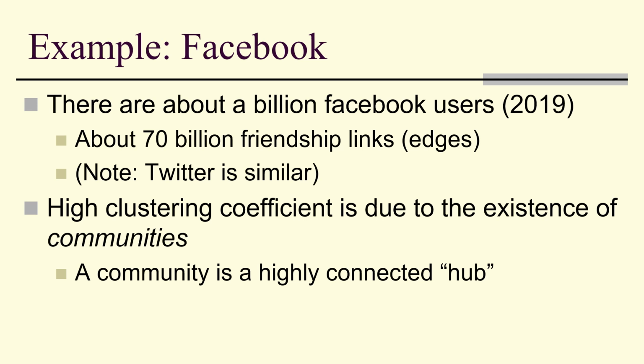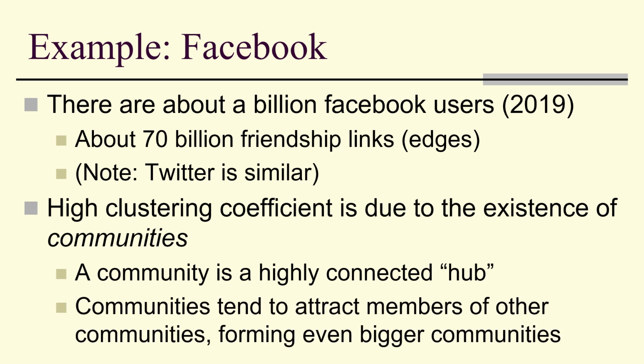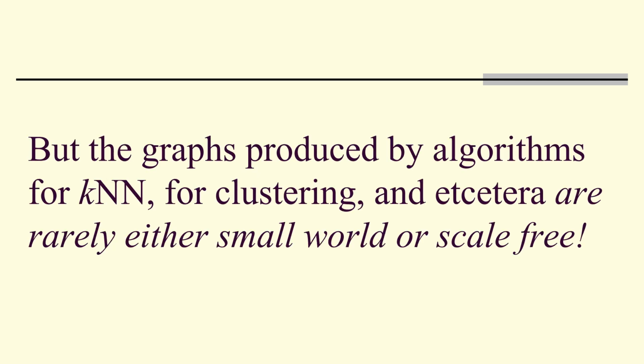High clustering coefficient is due to the existence of communities. A community is a highly connected hub, like we saw in the airline network. Communities tend to attract members of other communities, forming even bigger communities. But the graphs produced by algorithms for k-nearest neighbors, for clustering and so on, are rarely small world or scale-free.